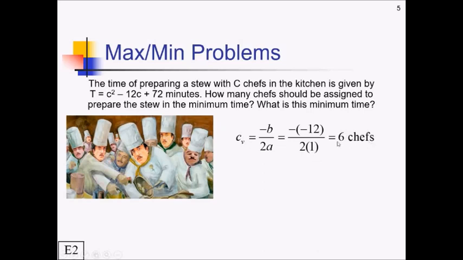Now, how long will it take them if there's only 6 chefs preparing this thing? Well, let's plug 6 back into this T formula to find the vertex T value. So we've got 6 squared minus 12 times 6 plus 72.